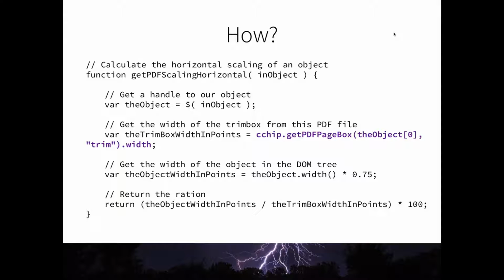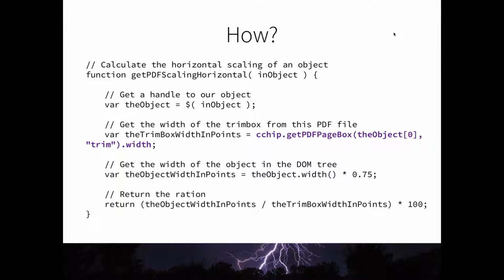And then it specifies the page box that you want information about. In my case, I'm saying trim because I want information about the trim size, or the size of the trim box in that document. What it will return is an object that contains the height and width of the trim box in points, so in PDF points. And in this case, I get the width of that object.